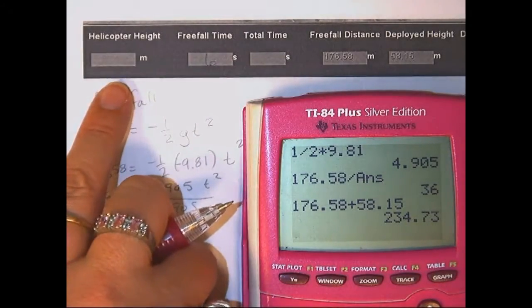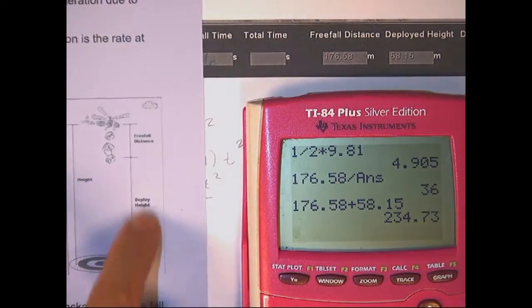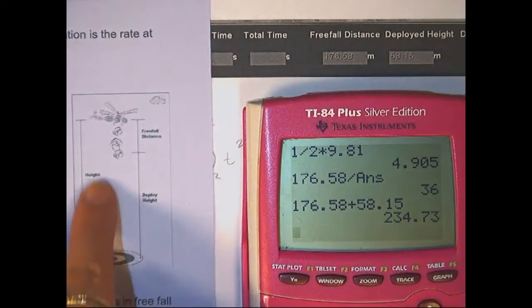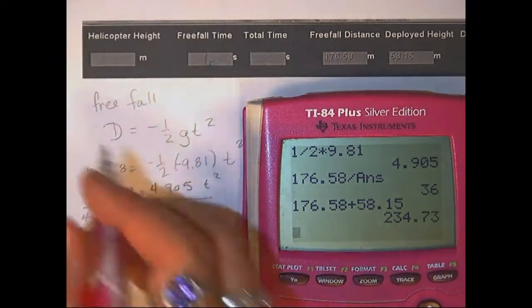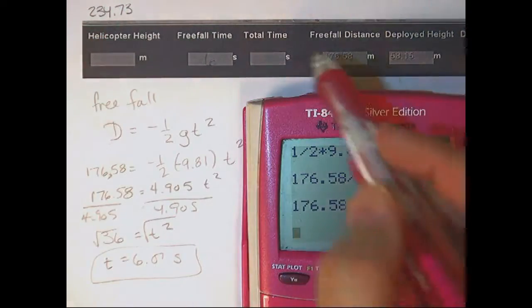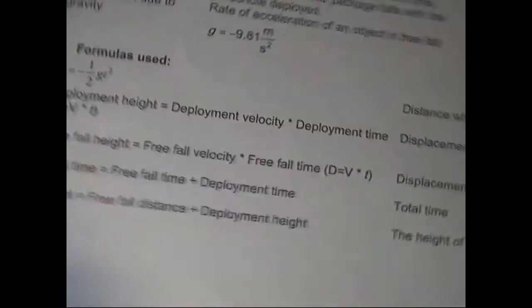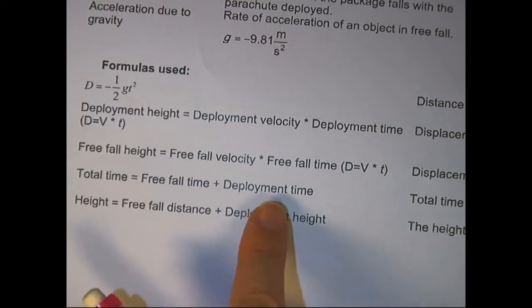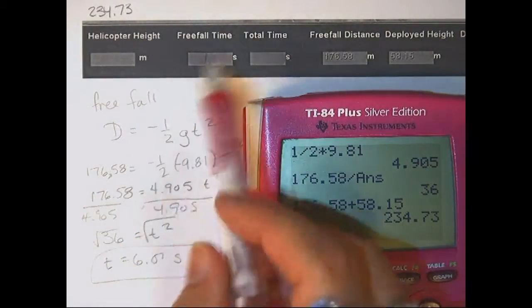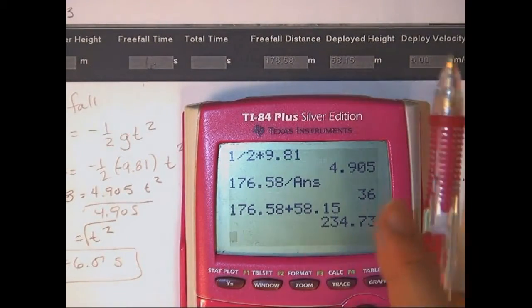The height of the helicopter is easy because we know the free fall distance right there, and we know the deployment height right here. So to get the total height, we just add those together, and I got it right here. This is 234.73. Now I'm still looking for the total time. If we look at the papers here, it tells us the total time is the free fall time plus the deployment time. But if I look at what I know, I only know the free fall time. I don't know the deploy time over here. There's no deploy time on here. So what I need to do is figure out the deploy time first.